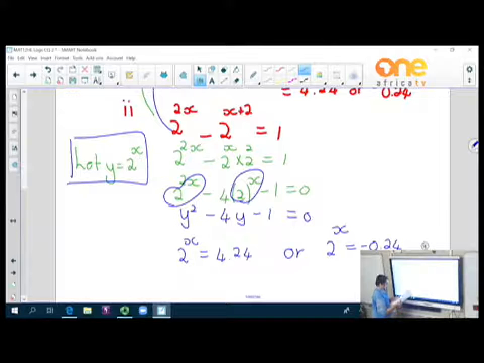So here x is equal to log 4.24 divided by log 2. We will use that method again, and this is 2.08. Now, we're not going to calculate this one because there's a negative answer, and the logs cannot give you a negative answer. We are working here with logs, so we write here invalid. Invalid for that one.